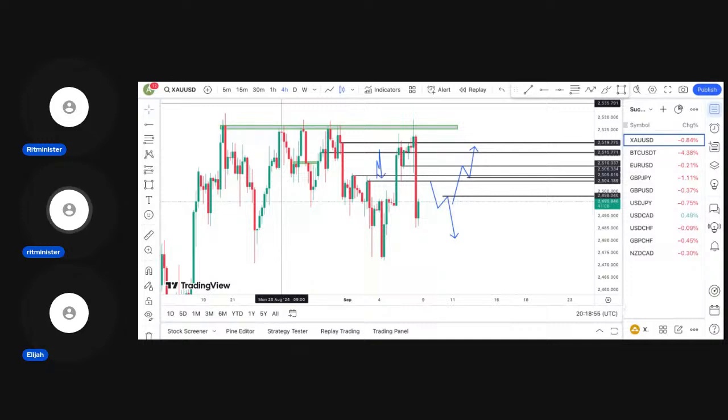I will know that the price is at this zone, so it is for me to go and pay attention now. I will be paying attention until I enter my trade.